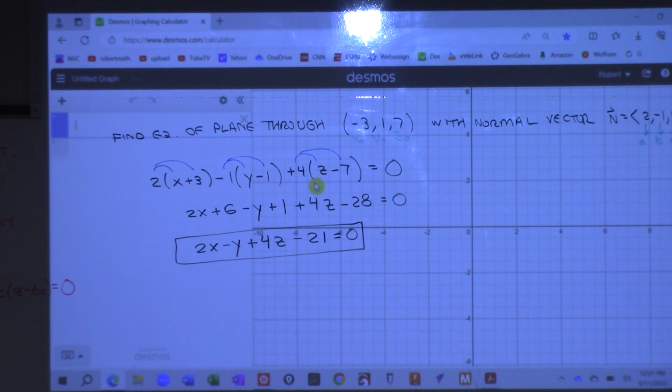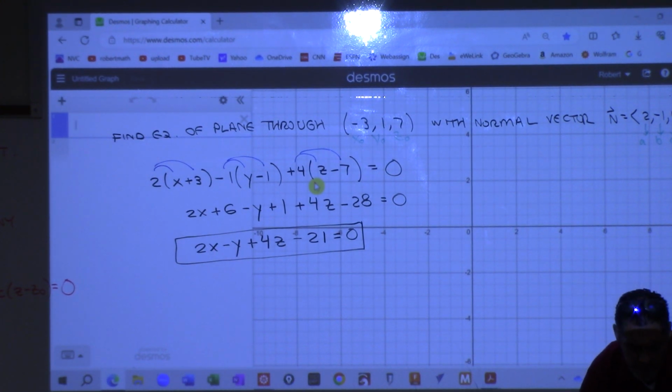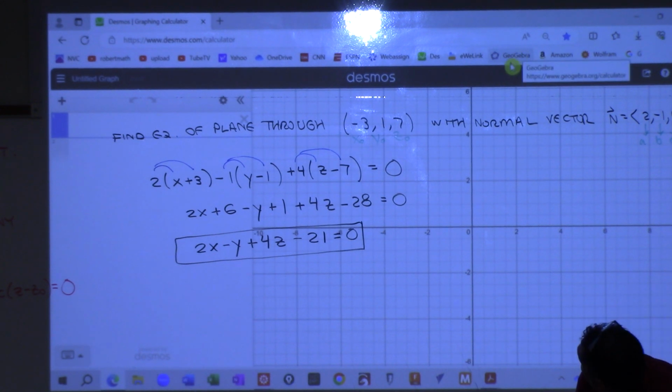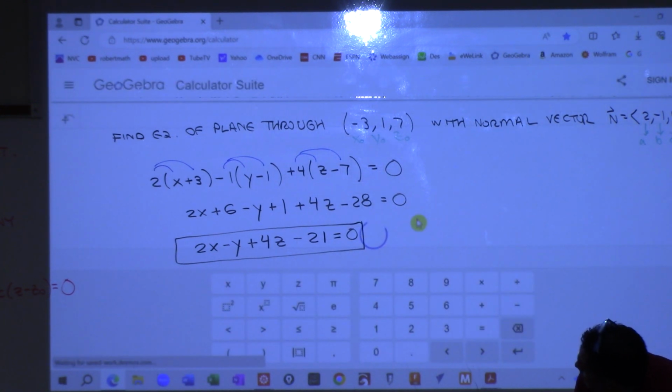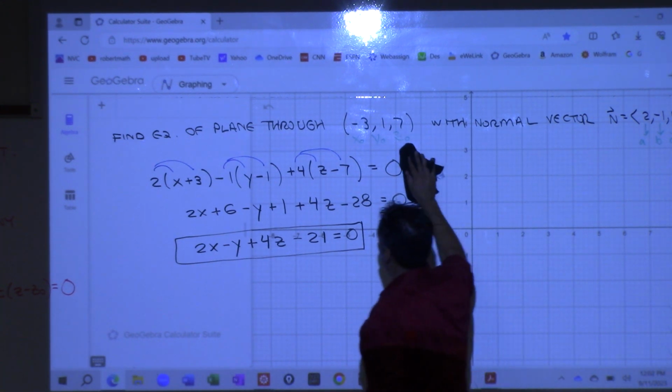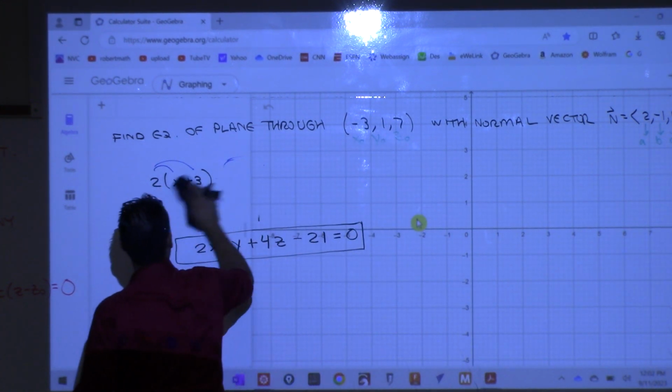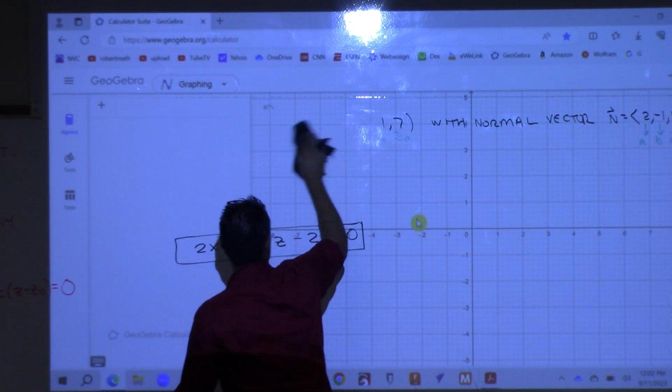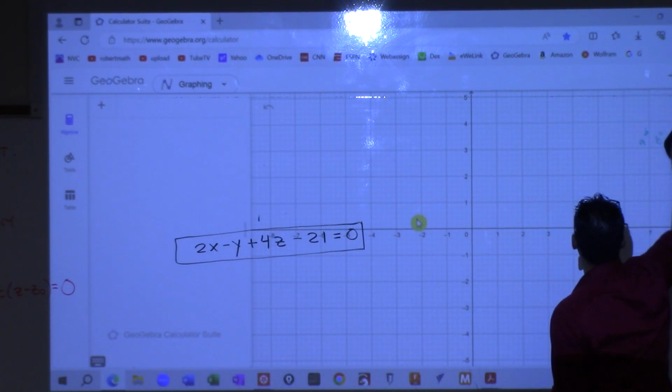Does Desmos graph three-dimensional? You don't know? We use it to graph in 2D. As of right now, I don't believe Desmos does 3D. But there's another program, GeoGebra. I have a link here, GeoGebra. I like Desmos more, but for 3D, GeoGebra is really kind of the only thing we've got.